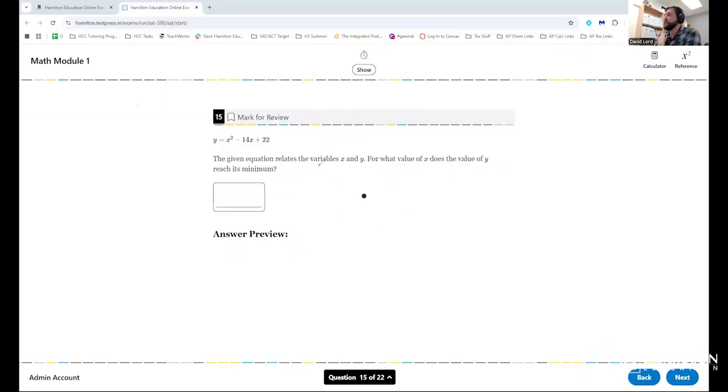Question 15. The given equation has variables x and y. For what value of x does the y value reach its minimum? So I can graph this very quickly on Desmos. So I'm going to show that to you.